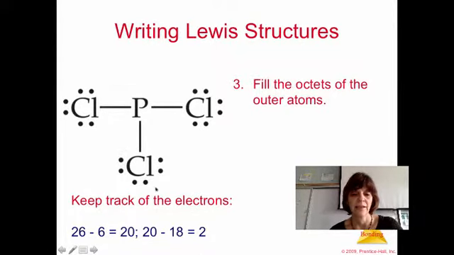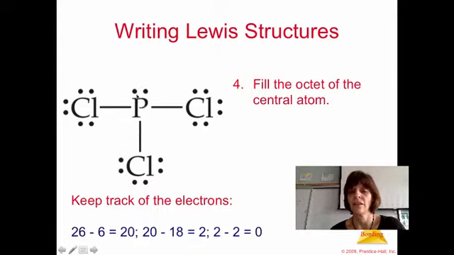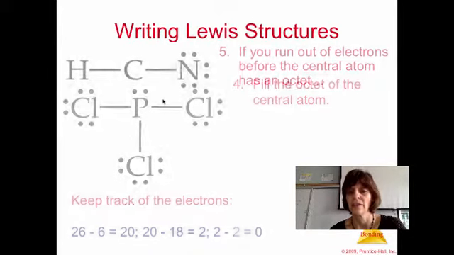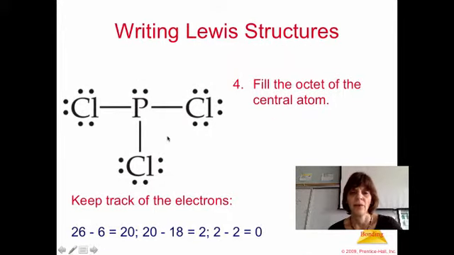In this case, we started with a need for 26. We used 6 to bond the phosphorus to the chlorines. That left us with 20. We added 18 around the chlorines to give them octets. So we have 2 left over. So we want to look to see if any other atoms need more electrons to make an octet. Looks like the phosphorus does. So if we add the octet to phosphorus, then we have a complete Lewis structure because we've used up all the electrons and everything has an octet.